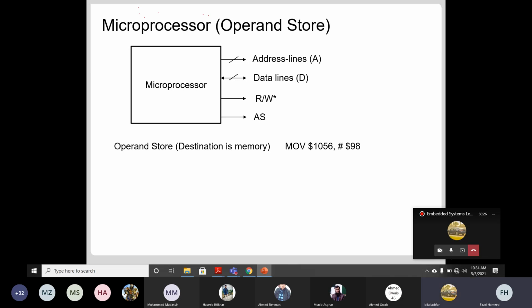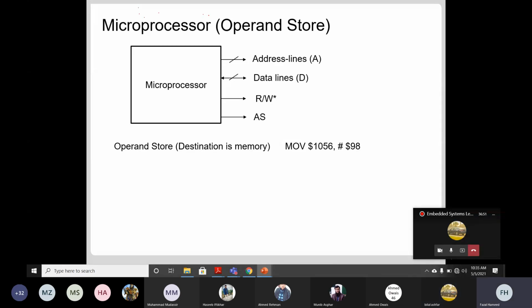Okay. So now, if you look at the source operand, which addressing mode are we using for the source operand? The immediate addressing mode. What's the destination in this particular example? What is the destination? $1056. What is $1056?